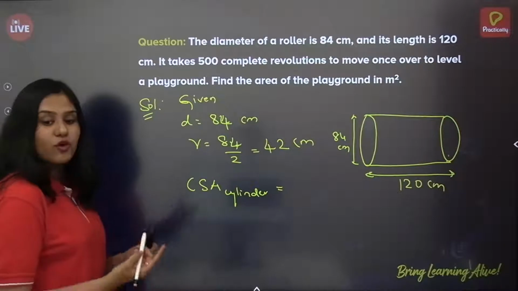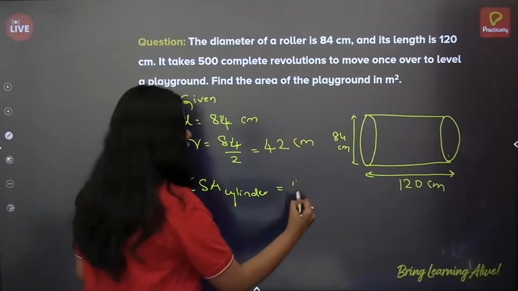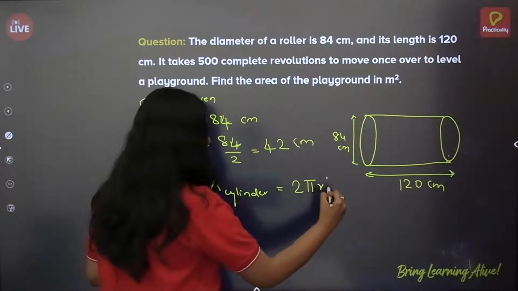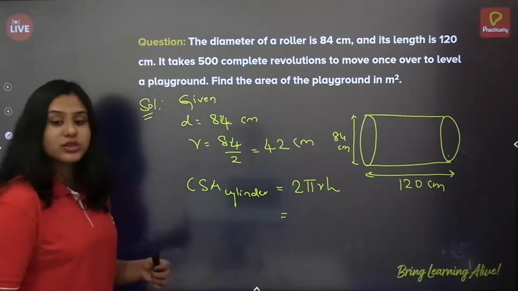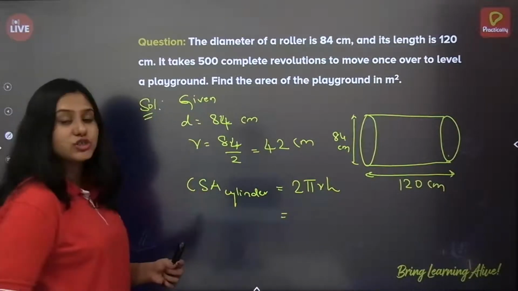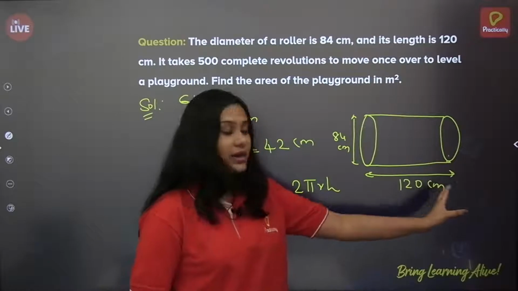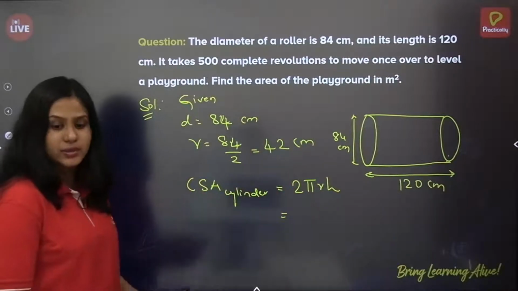So, what is the formula for CSA of cylinder? 2 pi RH. Just substitute the values. And what is H here? It is nothing but 120 centimeters, correct?